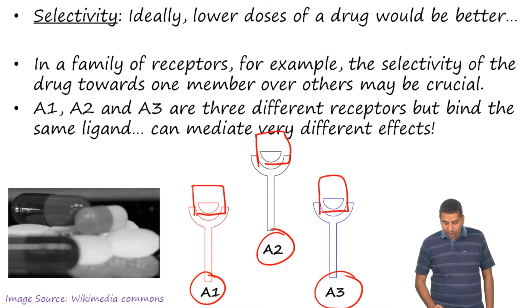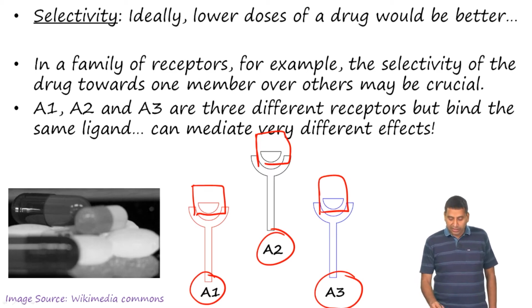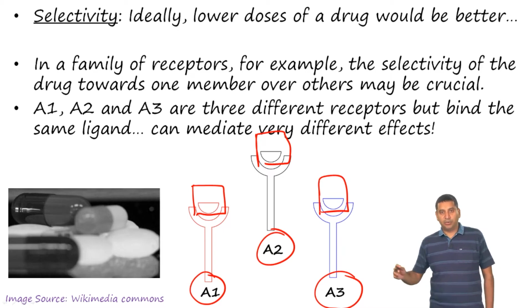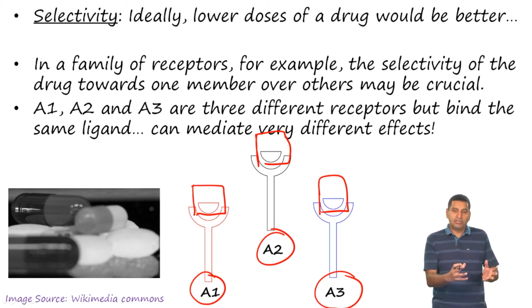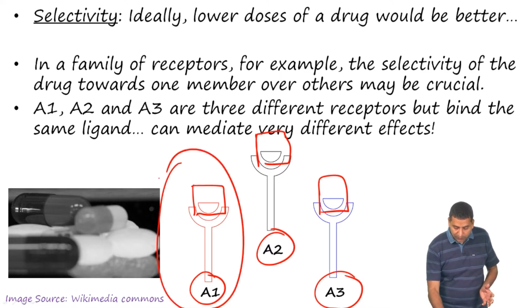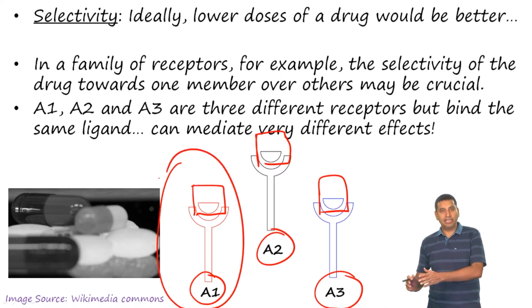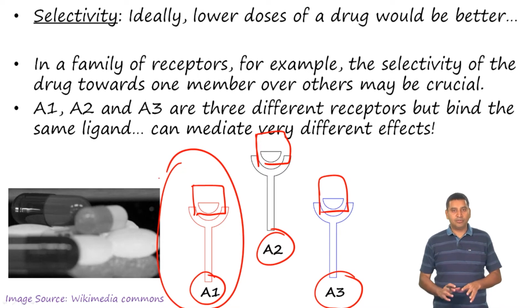Now, this is the ligand that we have obtained, this is the lead compound, and if the lead compound binds equally well to all the 3 classes of the receptor, then the possibility that A1 mediates a completely different effect compared to A2 is very real. Therefore, even among receptors of a similar family, we need to optimize the lead compound so that it binds only to A1 in preference to A2 and A3. So, this is the concept of selectivity.